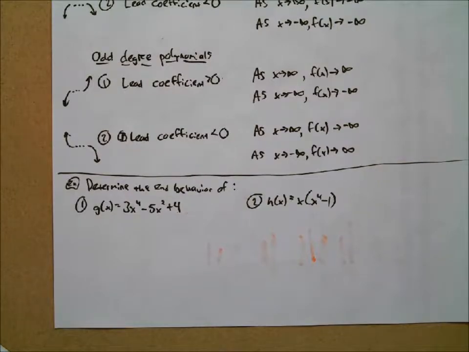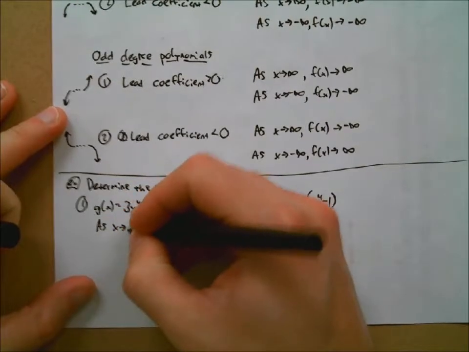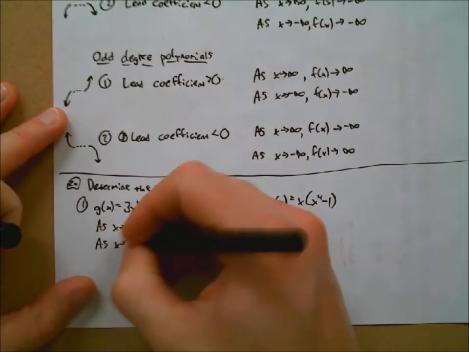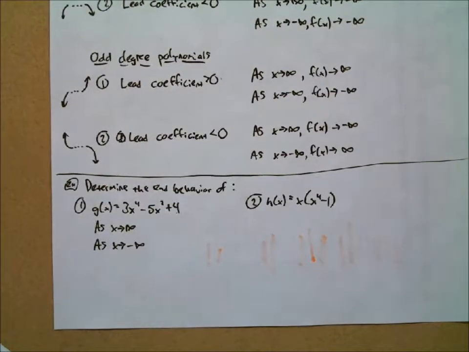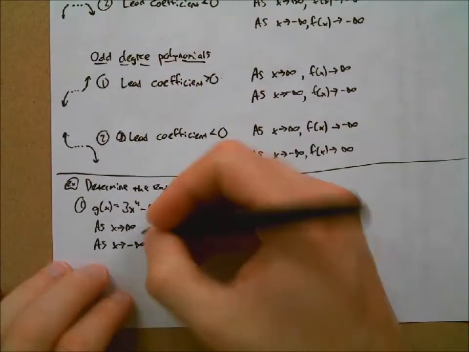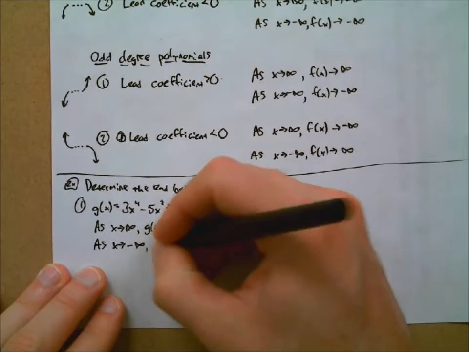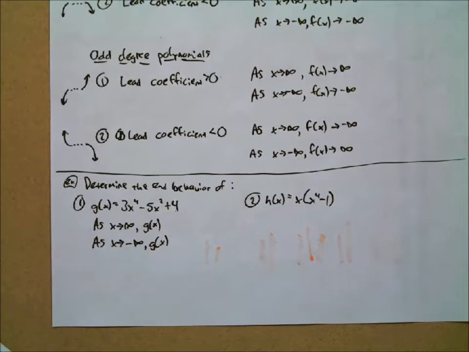Every end behavior that you describe, you need to start out as x approaches infinity, as x approaches negative infinity. You need to describe both ends, right? There's two ends to a function. The right end, that's the x approaches infinity part. The left end, as x approaches negative infinity. In this case, g of x is the function, so I'm going to say g of x instead of f. So as x approaches infinity, g of x, now we have to think here. The degree is 4, so that means it's even. So either both go up or both go down, and the lead coefficient is positive.